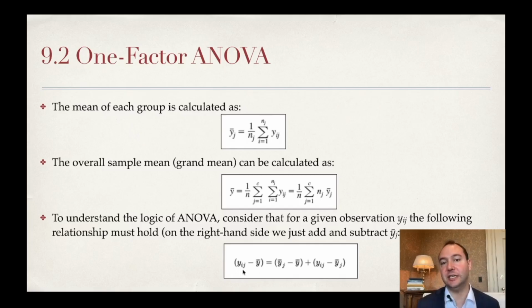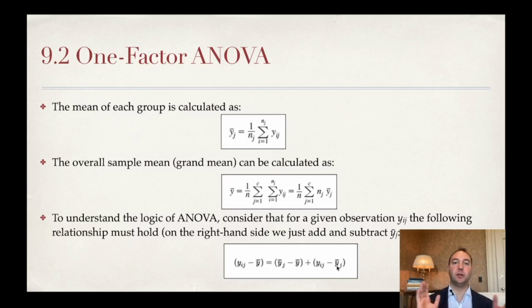Yij, in other words, each individual who belongs to any group, doesn't matter, each individual in our data set minus y bar. In other words, the relationship between every single observation in your data set and your average of that total average is equal to the difference between the average of each group, y bar j, and the overall mean, plus each individual and the average of the group that they belong to.